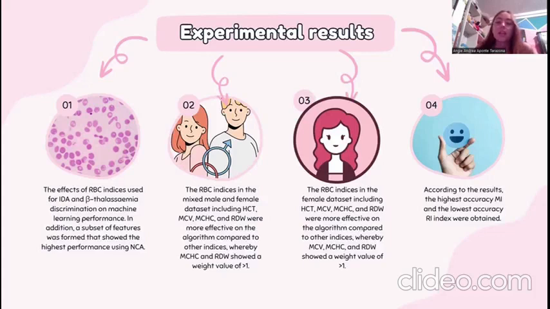Number 3. The RBC indices in the female dataset, including HCT, MCV, MCHC, and RDW, were more effective on the algorithm compared with other indices, where both the MCV, MCHC, and RDW. Number 4. According to the results, the highest accuracy MI and the lowest accuracy RI index were obtained.